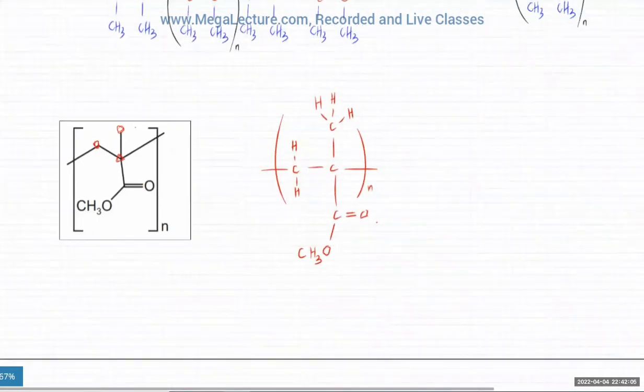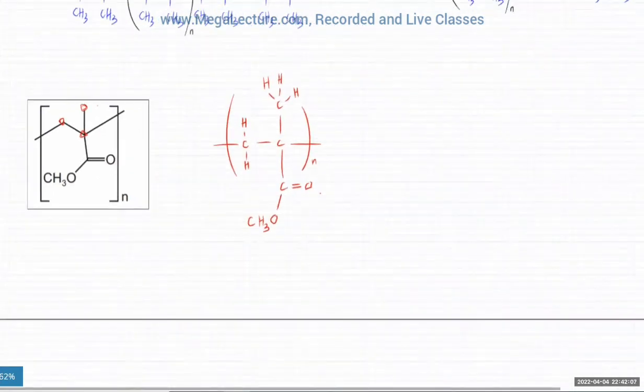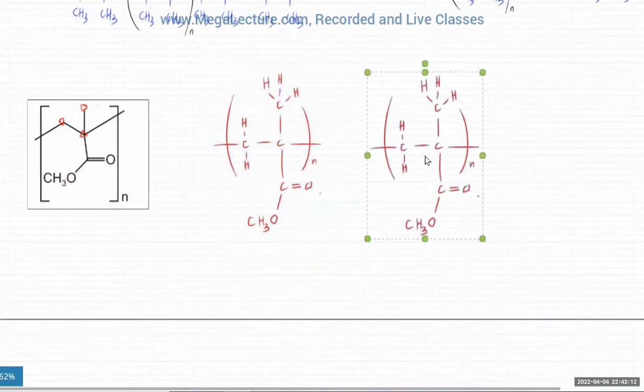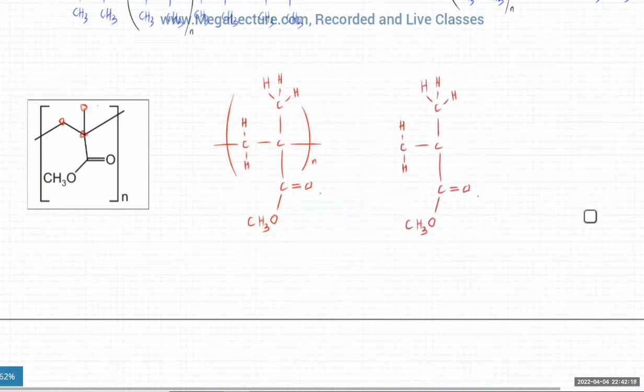So what did I tell you? How do you figure out the monomer? It's easy. Just draw the whole thing again. Get rid of the brackets on the sides and the continuation bonds, that's gone. And you bring the double bond back again in the middle. That's it. So that is my monomer. Is this clear? Yes, sir.